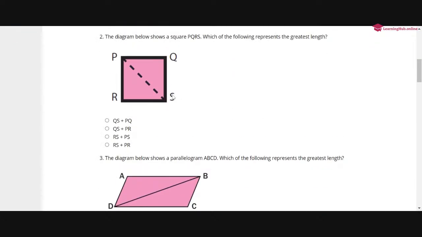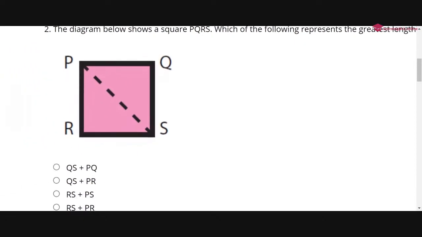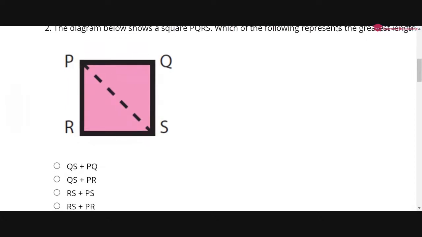Let's look at this one. Diagram below shows a square PQRS. Which of the following represents the greatest length? PQRS. Okay, guys, I'm going to put that on screen and I want you guys to tell me which of the following represents the greatest length. Let me just make that a little bit bigger so you can see. All right, guys, you have a minute to look at that and tell me which one represents the greatest length.